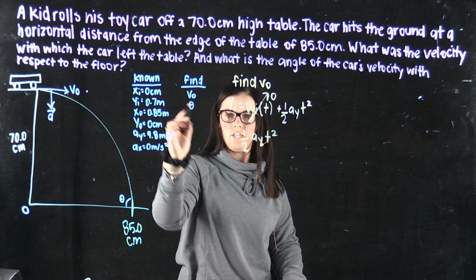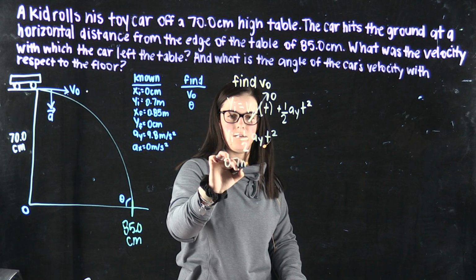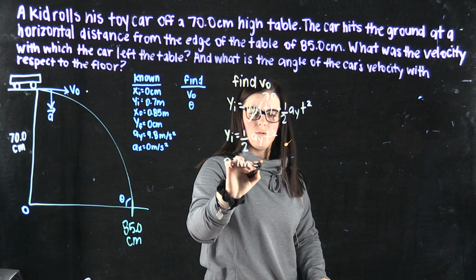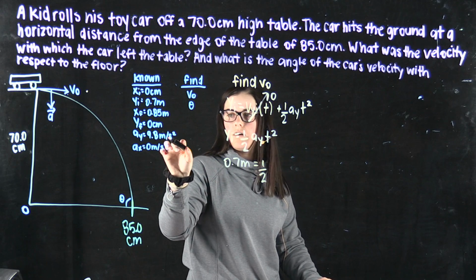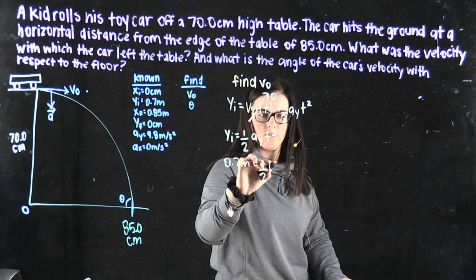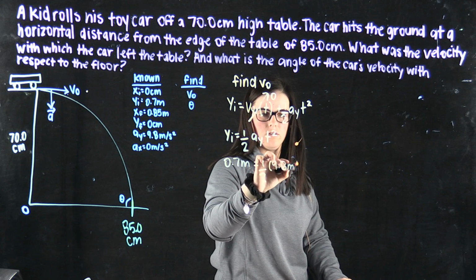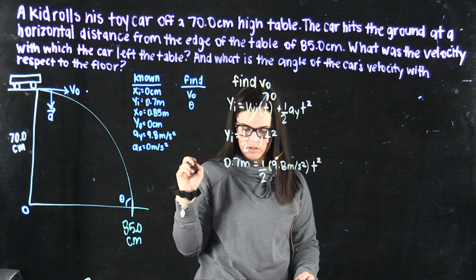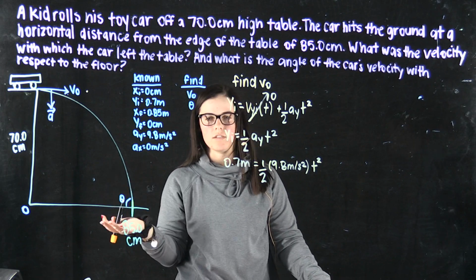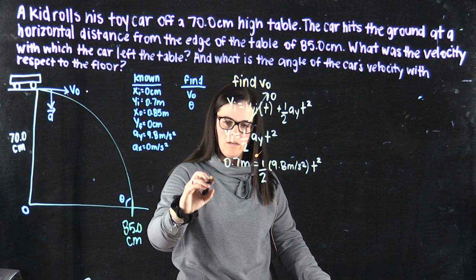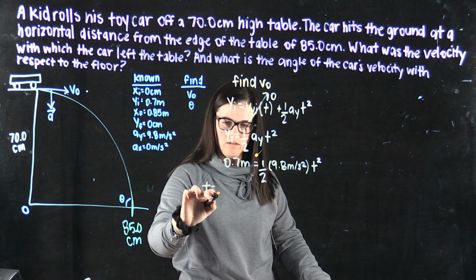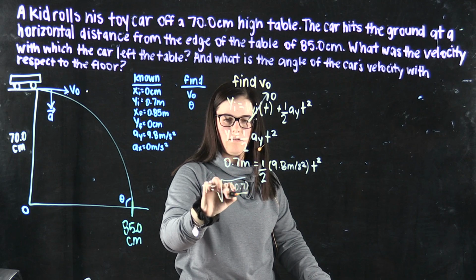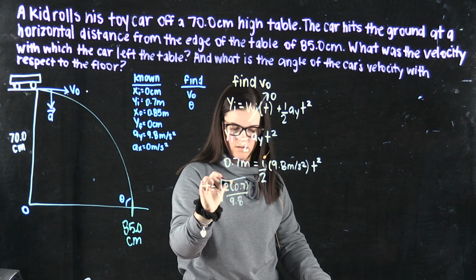Our y initial is here. It's 0.7 meters. We converted centimeters to meters. Move the decimal place 2 spaces back. Equals 1/2. Our acceleration in the y direction is gravity, 9.8 meters per second squared. And then we're going to find t first so that we can plug it into the velocity equation. Velocity equals distance over time. So t equals the square root of 2 times 0.7 over 9.8.